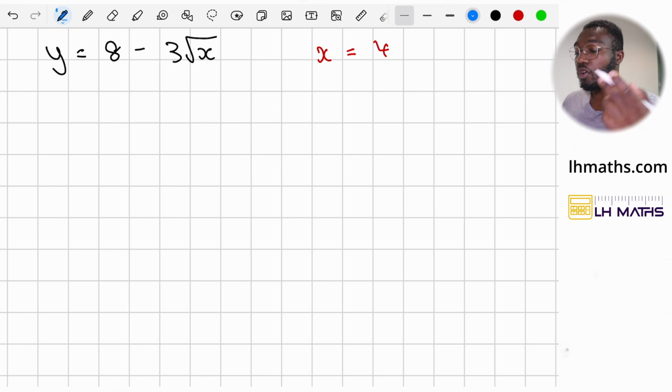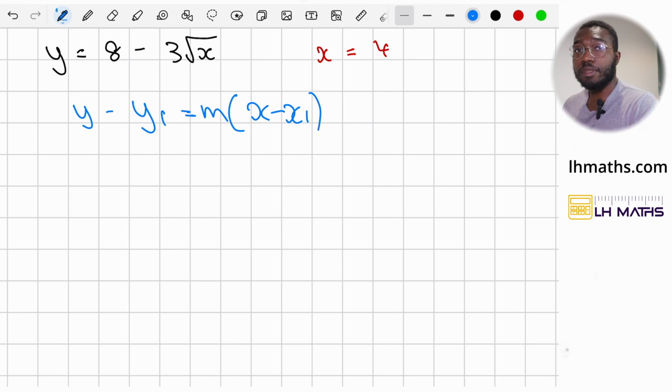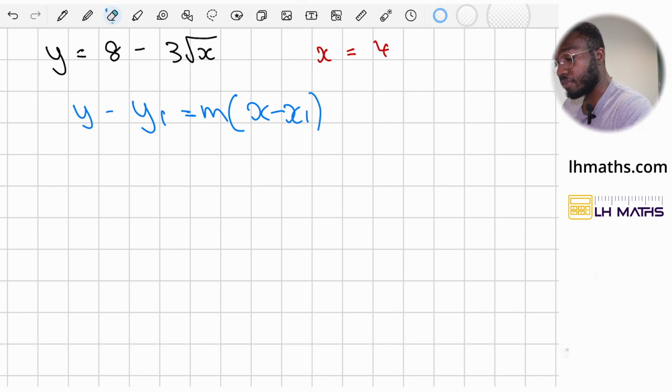First things first, what do we need to do? Again, we want to work out the equation of the line, so I'll write it here. Again, y minus y1 is equal to m times (x minus x1). In this case, however, it wouldn't be m this time.